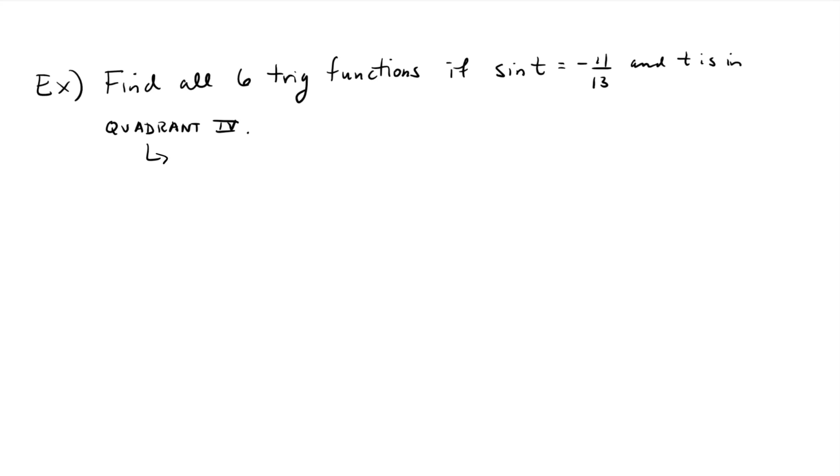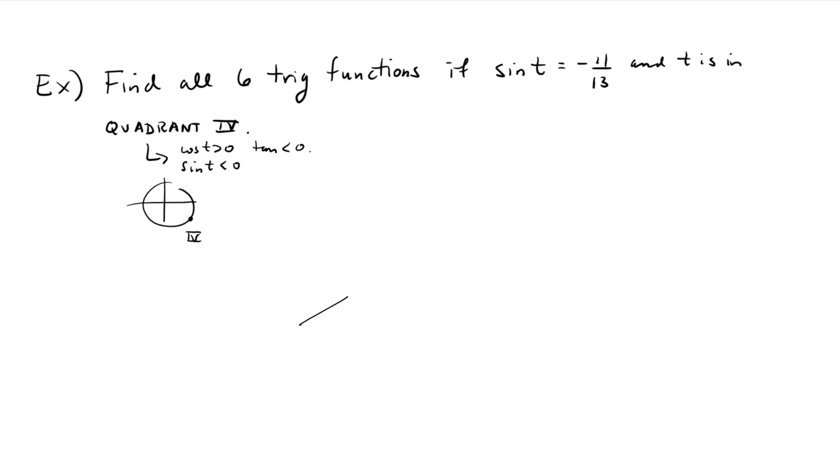So in quadrant 4, we have to understand where we are. We're here, right? So this is quadrant 4. If I've got a point, its x-coordinate is positive, so that means cosine t is positive. Sine of t is negative because the y-coordinate is negative, and tangent, which is sine over cosine, since the signs are opposite to one another, is going to be negative. So let's keep that in mind.